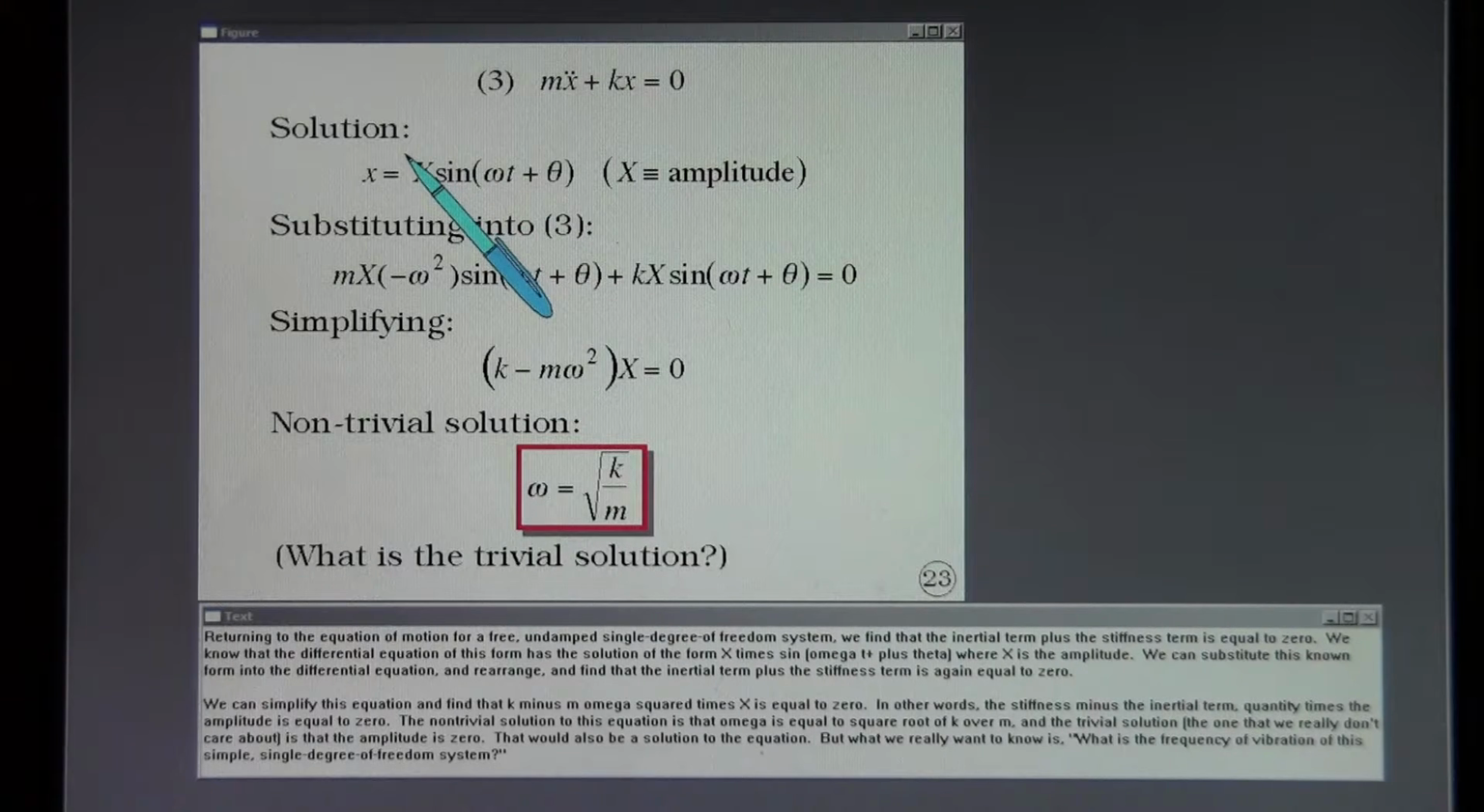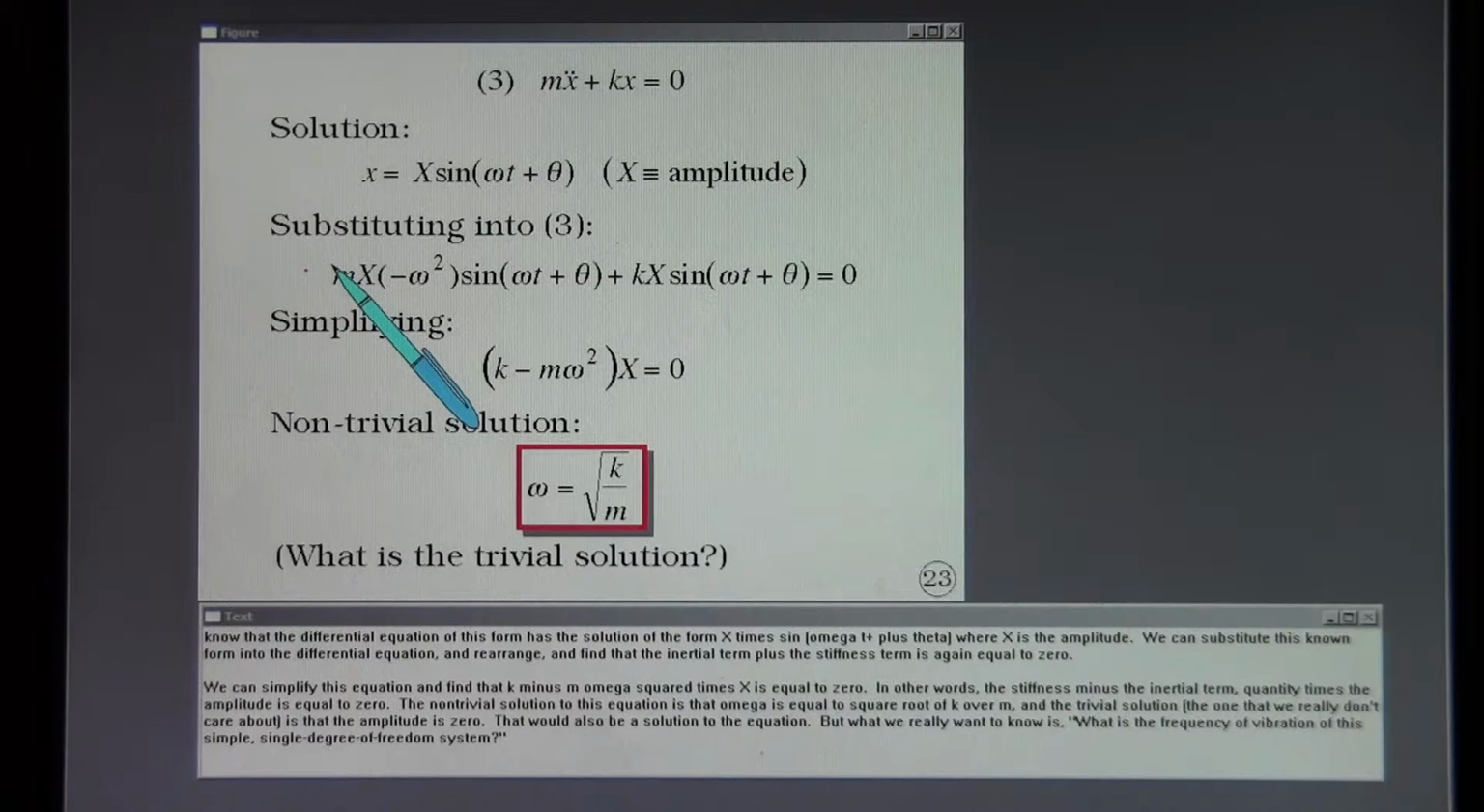We can substitute this known form into the differential equation and rearrange and find that the inertial term plus the stiffness term is again equal to 0. We can simplify this equation and find that k minus m omega squared times x is equal to 0. In other words, the stiffness minus the inertial term, times the amplitude, is equal to 0. And the non-trivial solution for this equation is that omega is equal to the square root of k over m. The trivial solution, the one that we don't really care about, would be if the amplitude was 0. That would also be a solution to the equation.